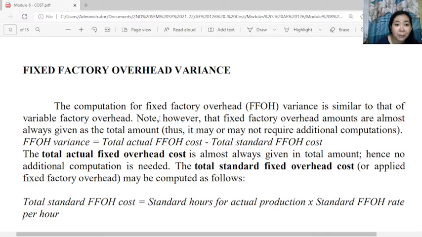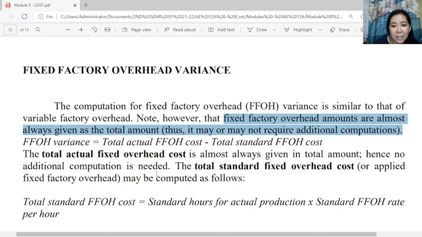So we go now to our fixed factory overhead variance. Here, the computation of fixed factory overhead variance is actually similar to our variable factory overhead. However, fixed factory overhead amounts are almost always given in total amount. Thus, it may or may not require additional computation. In the case of fixed factory overhead variance, it seems to be a little easier compared to the variable variance.